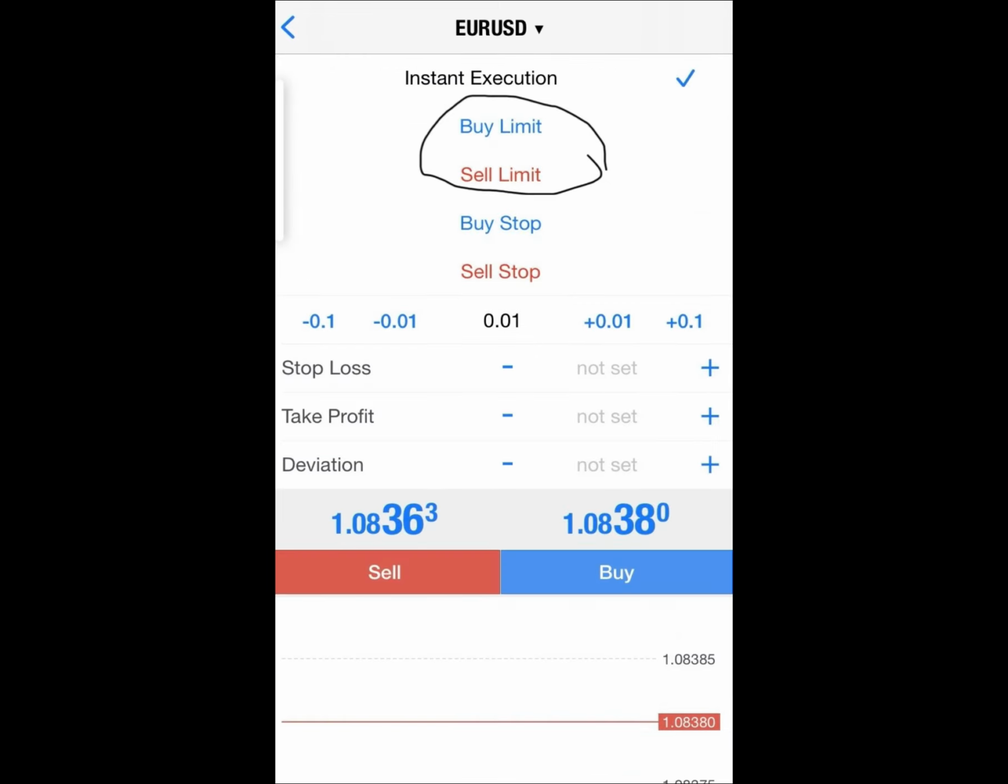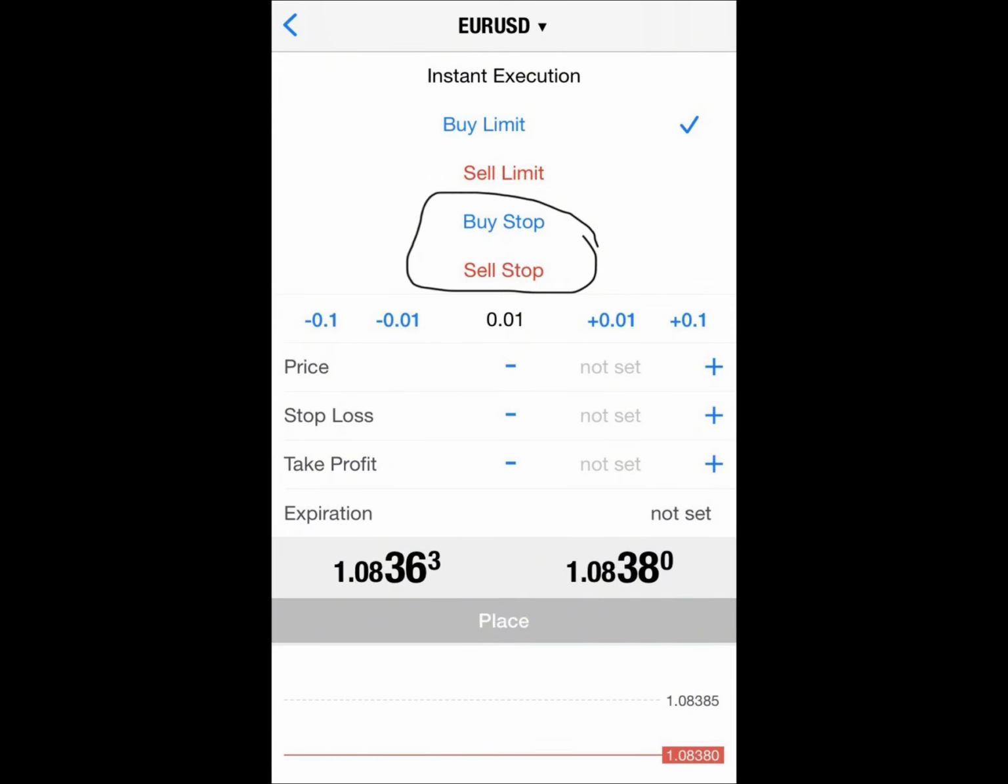3. Types of entry orders. Buy limit and sell limit: traders can set entry levels for long or short positions, along with stop loss and take profit levels, to execute trades at predetermined price levels. Buy stop and sell stop: these orders are used to capitalize on potential breakout opportunities. Traders set buy stop orders above the current market price and sell stop orders below it.